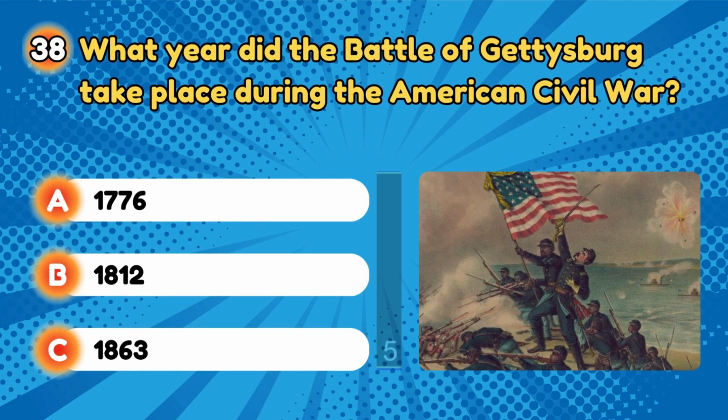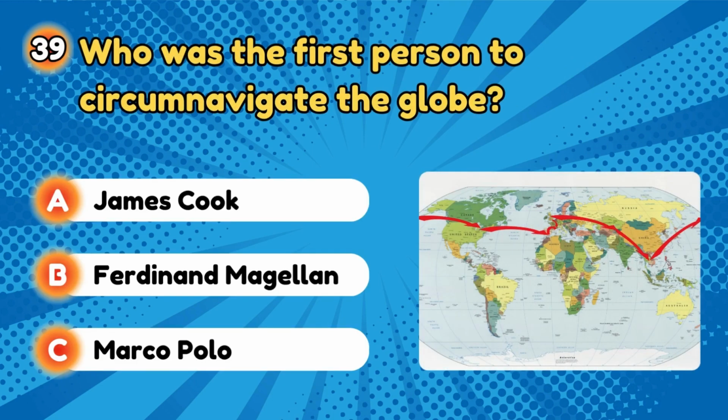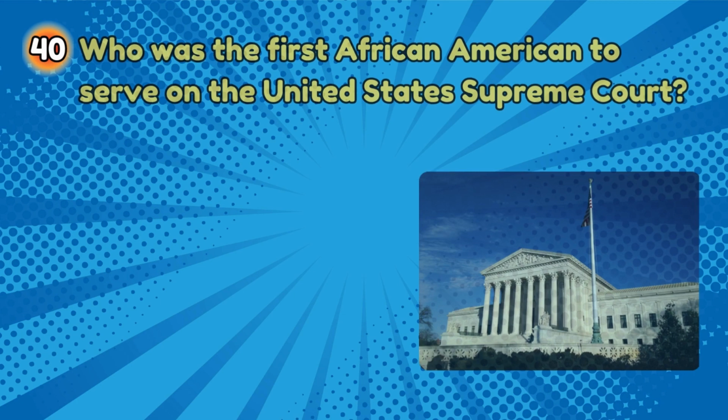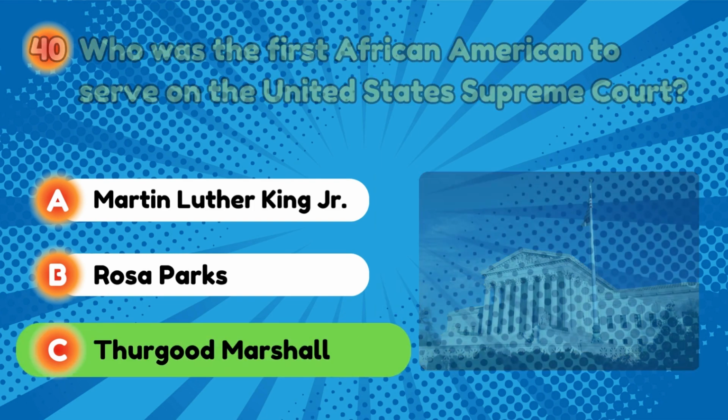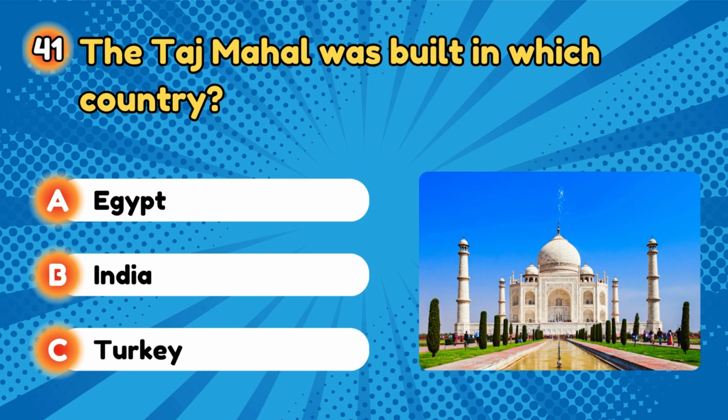Anne Frank. What year did the Battle of Gettysburg take place during the American Civil War? 1863. Who was the first person to circumnavigate the globe? Ferdinand Magellan. Who was the first African American to serve on the United States Supreme Court? Thurgood Marshall. The Taj Mahal was built in which country?